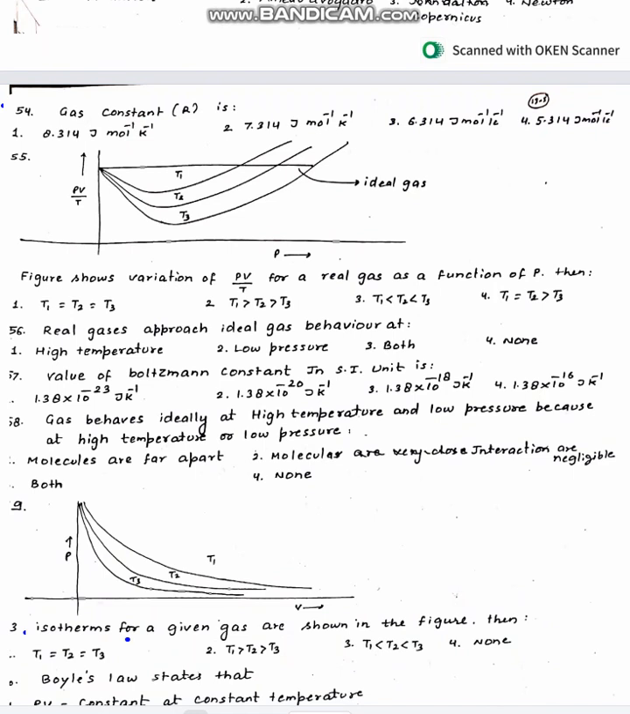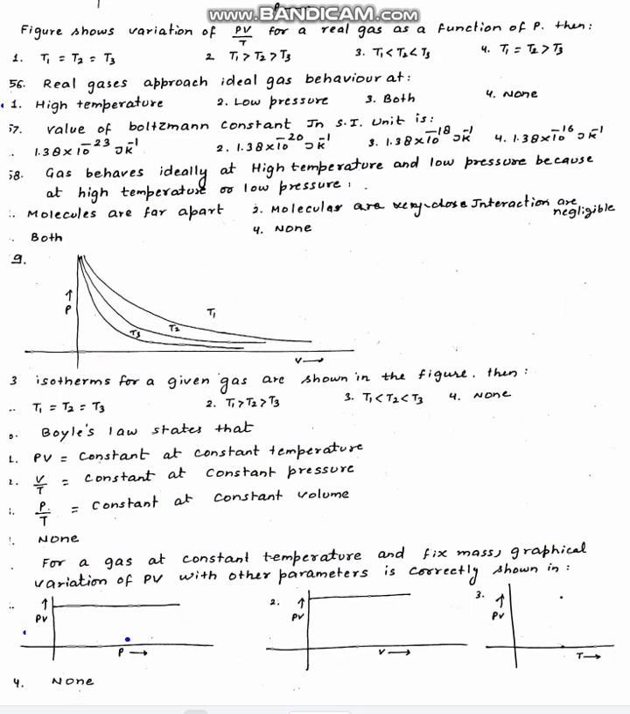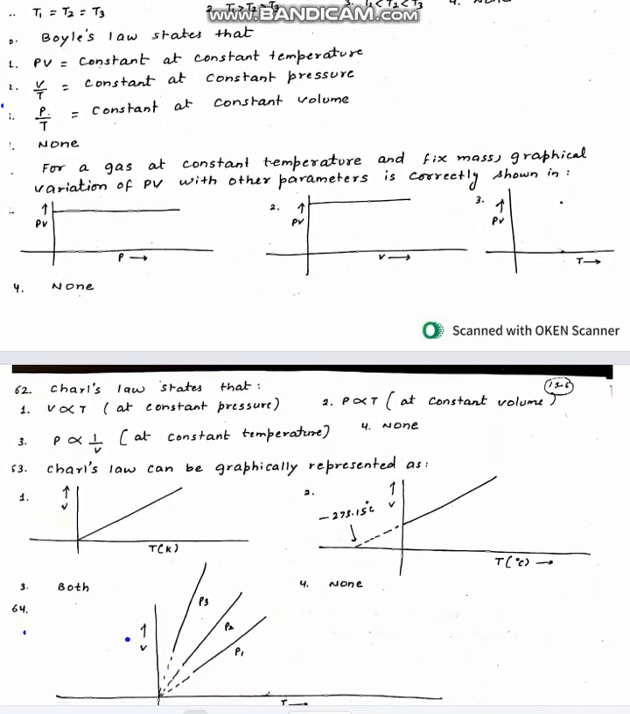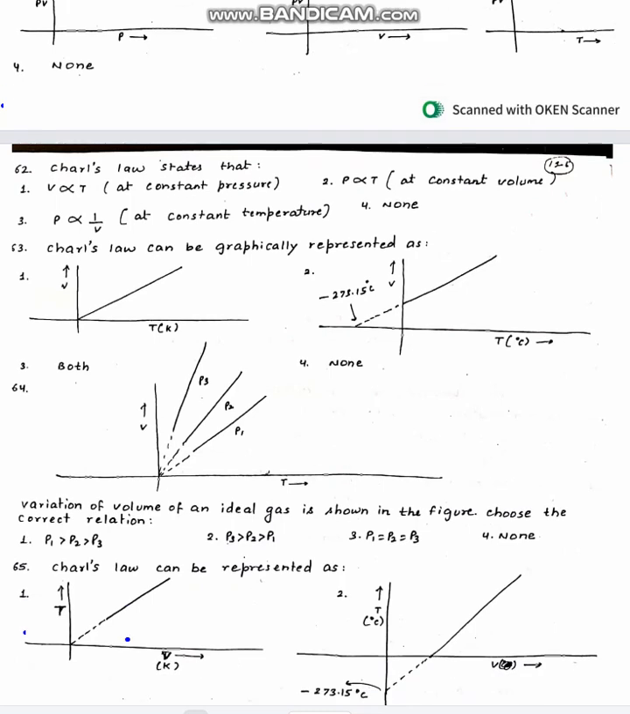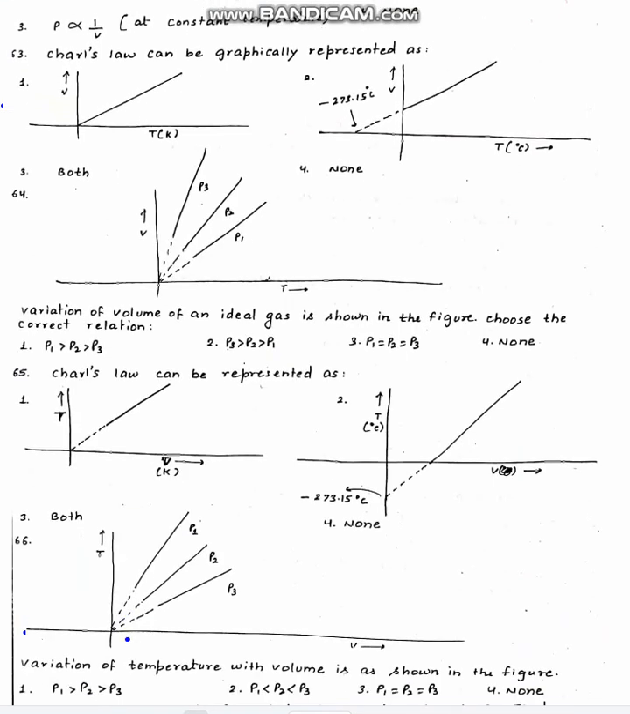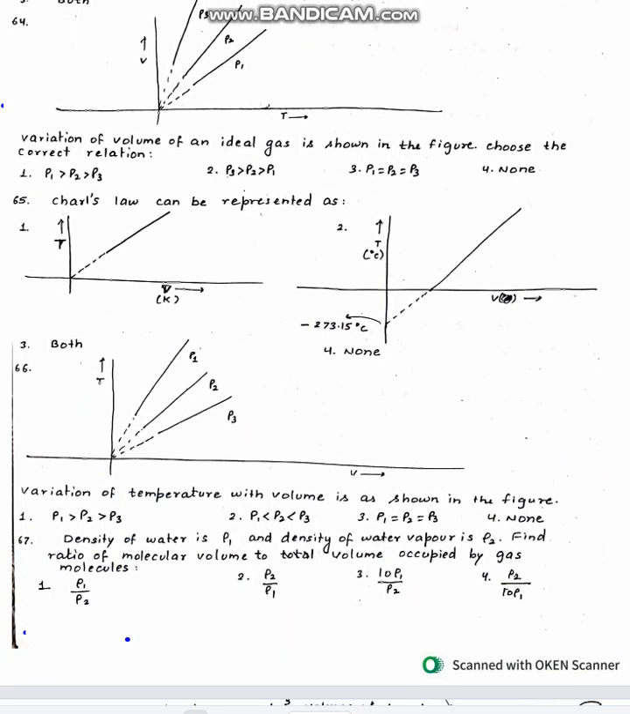Then there is deviation from ideal behavior. Some questions based on the graph of PV by T, which is called the compressibility factor. Then concept of real gases. Then Boltzmann constant in SI units. Then some graph-based questions. Charles' law, graphical representation, then Charles' law representation in different scales, Kelvin and centigrade scales.